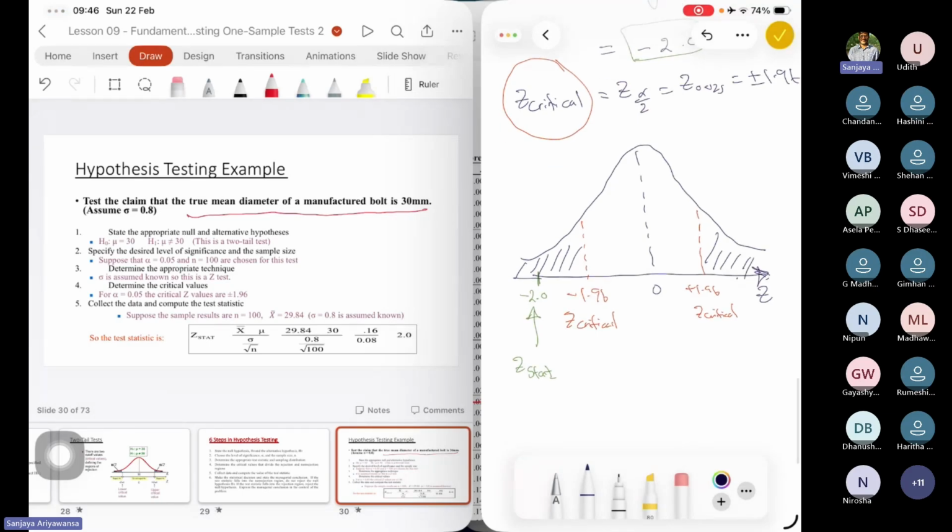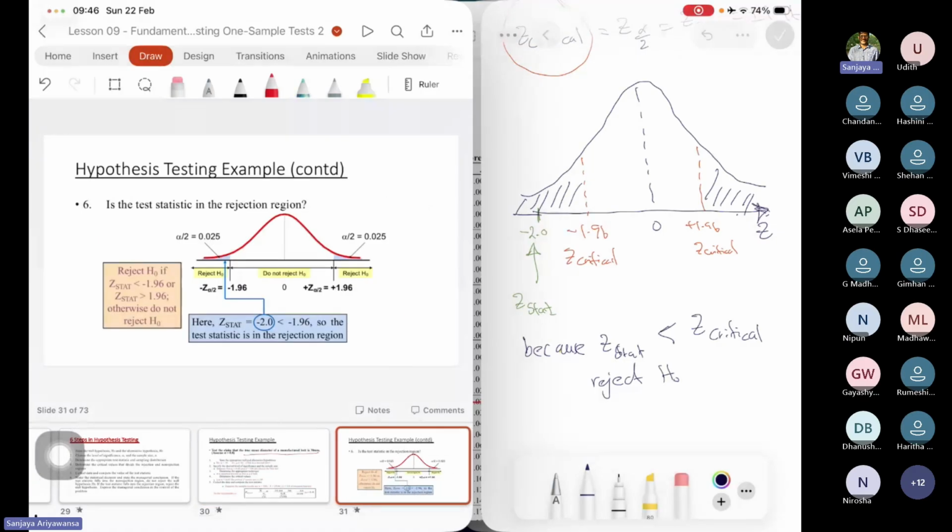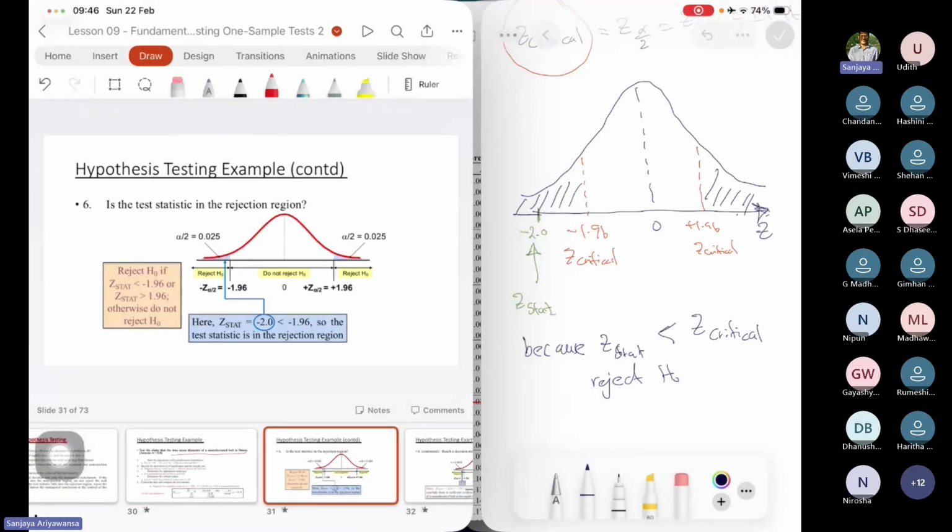So therefore, you'd say because your Z test statistic, Z stat is less than your critical value, you would say you reject your H naught, right? So that's the visualization over here, right? So that's what I've given.